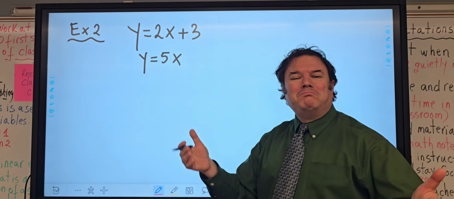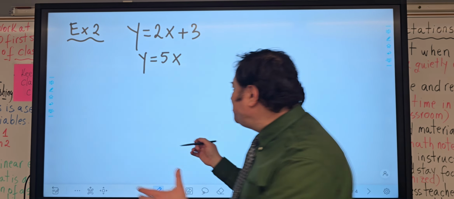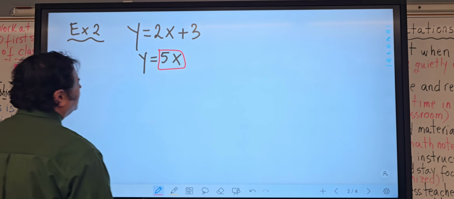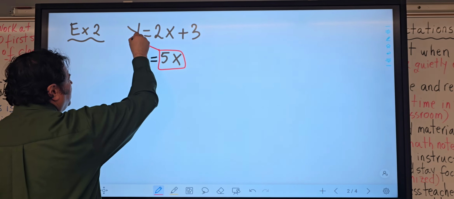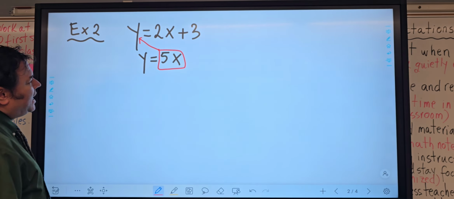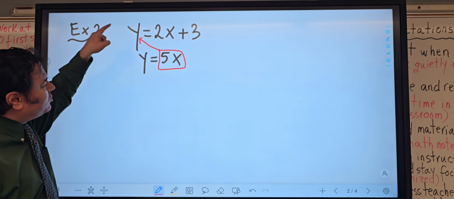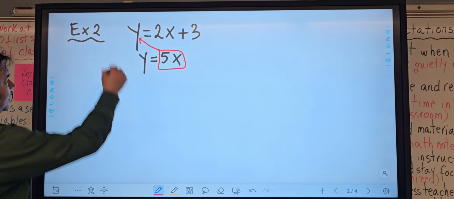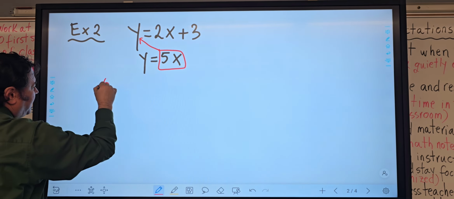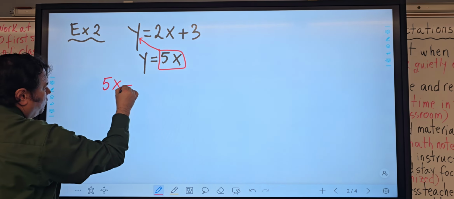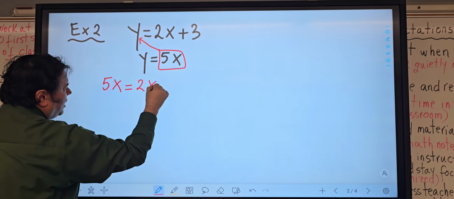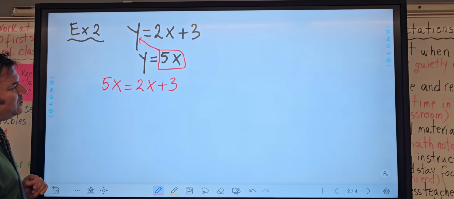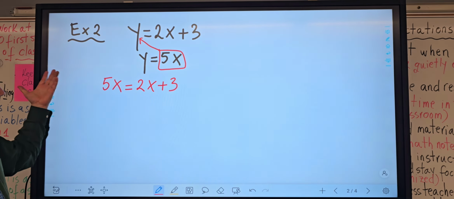So choose either one. Okay? I'm choosing the bottom one. I'm choosing to box this y into this y on the top, into here. Okay? And now instead of y, Mr. Bill is going to take his place again. So instead of y, we are going to put 5x equals 2x plus 3. You see, we got rid of the y by doing that. And now we can solve for x.